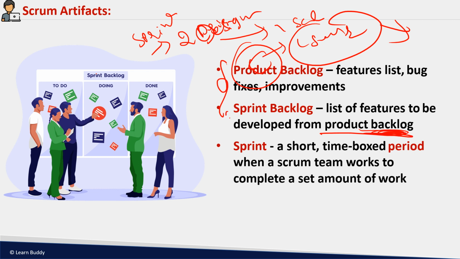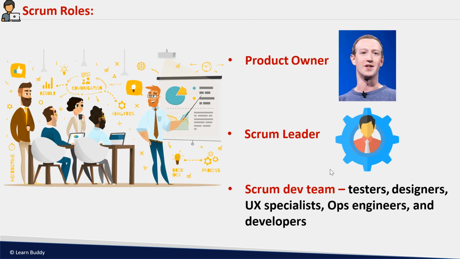There is a list of features to be developed; both are the same. You can call it sprint backlog or product backlog, covering the feature list or bug fixes. For example, you have designed screen one, but there are some bugs, so those are also called the product backlog. And the second screen not being developed is the sprint backlog. And what is a sprint? A short-term work period when the scrum team works on a set amount of work. So these many days, this is what you have to get done. That is a sprint.